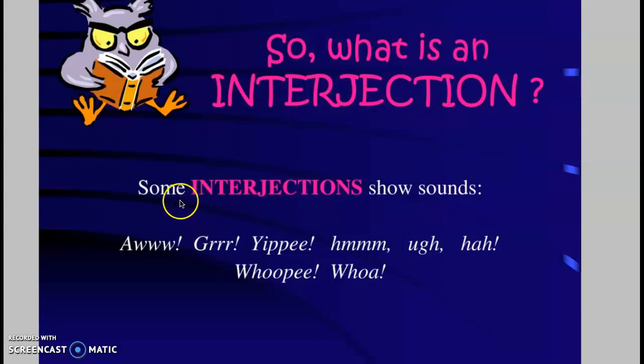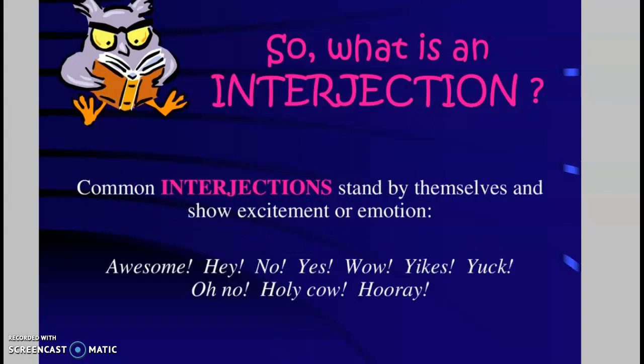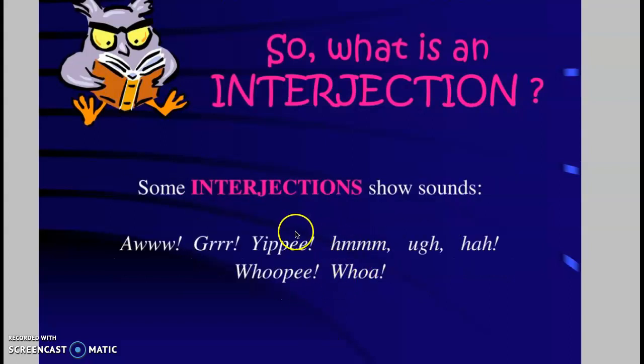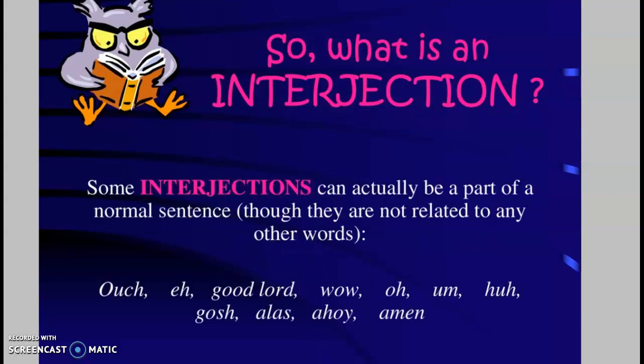Okay, but know, going back to this last slide, that some of these are actual words, right? Most of them. Awesome is an actual word. Hey is an actual word. No and yes, right? But it can also show sounds with our interjections as well. Moving forward. Some interjections can actually be a part of a normal sentence, though they're not related to any other words. So they don't always have to have that exclamation point or period after. They can join with the sentence as well, okay?